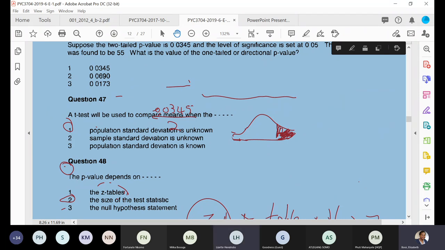Yeah. But in making a decision in relation to a p-value, you need to calculate your test statistic, then take your test statistic and go find the p-value.